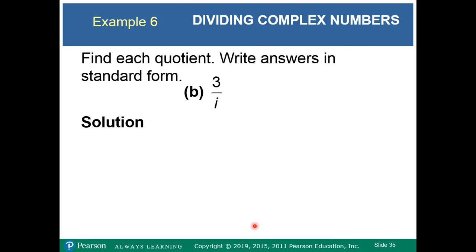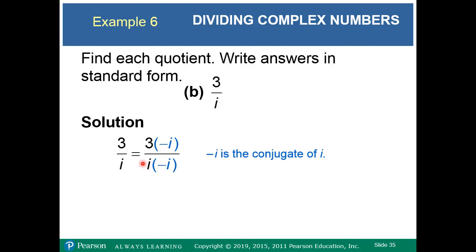So now let's do this one. Here, what's the conjugate of i? Minus i. So we're going to multiply the top and the bottom by minus i. And so we get negative 3i divided by what? Negative i squared. And so the negative and the negative are going to cancel, so we actually get 3i over i squared.